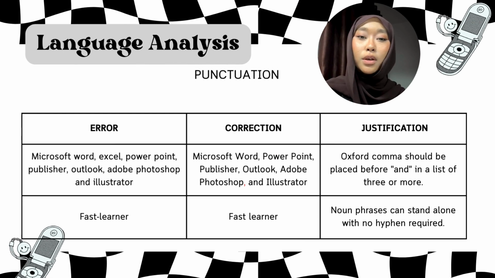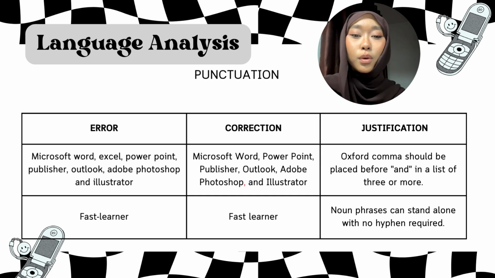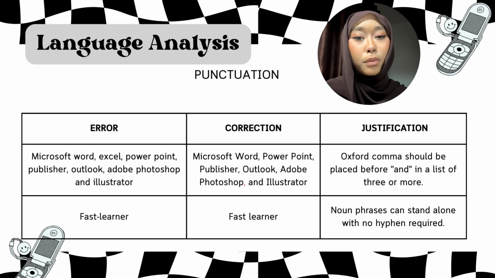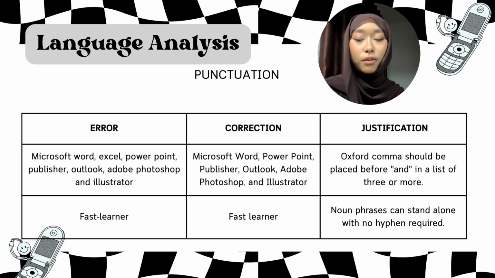Moving on to the punctuation errors. So when it comes to listing your words, you have to make sure that you include an Oxford comma before the and in the midst of three or more. This is to avoid any misunderstanding for the readers when they read your sentences. For example, if they read Adobe Photoshop and Illustrator without the Oxford comma, they might think Adobe Photoshop and Illustrator is one thing, but it is actually two different things.